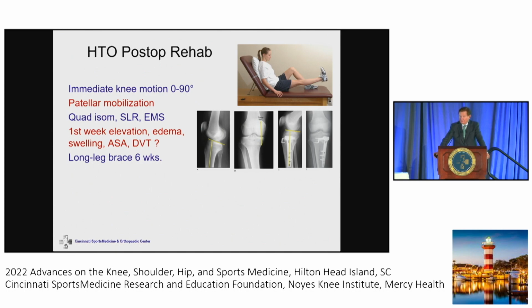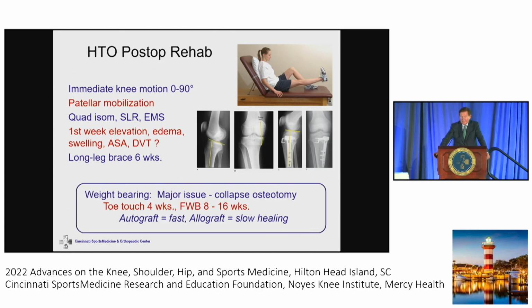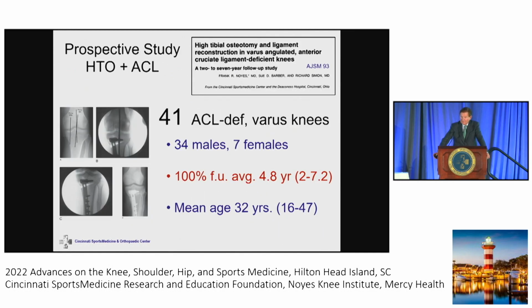So in cases of an abnormal tibial slope, if you close down the joint, you can correct that. And you have to do toe-touch weight bearing and watch out for any collapse because remember, you've got a big gap there that has to fill in with bone.